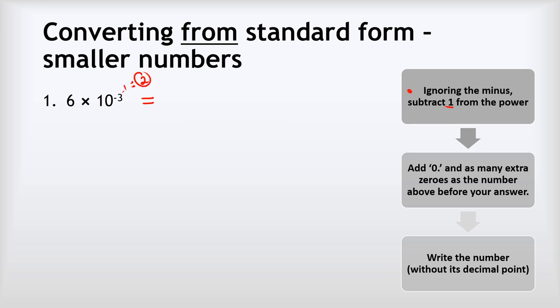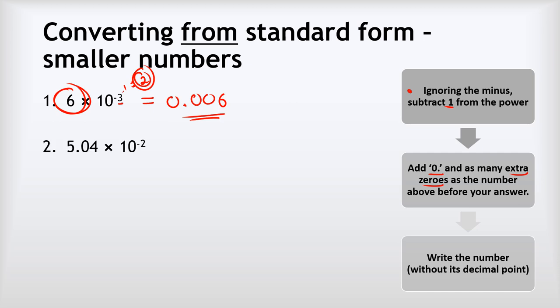Okay. Then what we're going to do is add 0 point and then as many extra zeros as the number we just wrote. So in this case, we're going to write 0 point followed by 2 more zeros, 0, 0. And then all we do is write our number here without any decimal points. So we just go 0.006 and that's it, job done. So what this has told us is that our number here starts on that third decimal place.